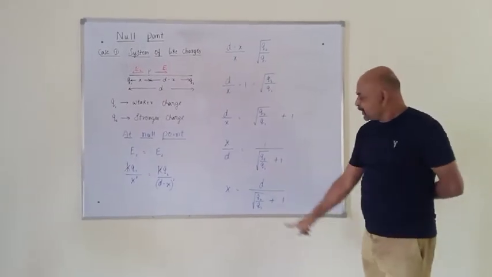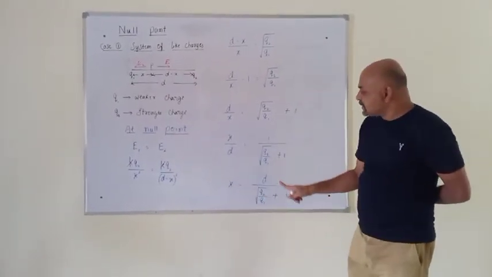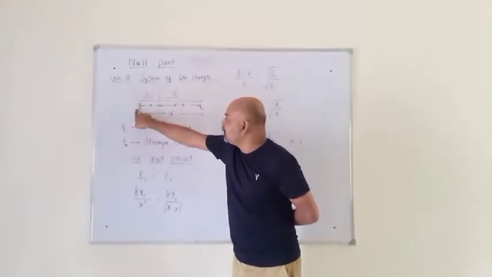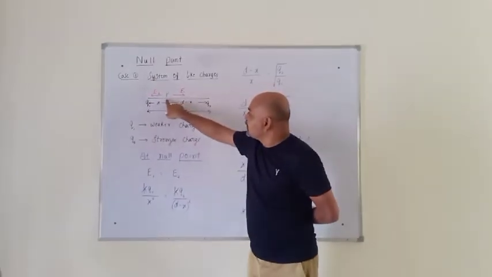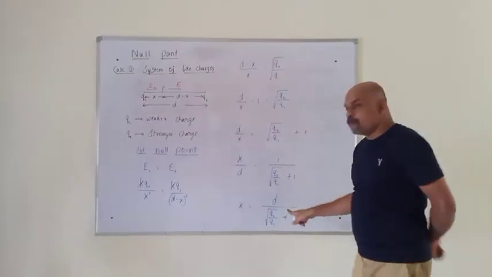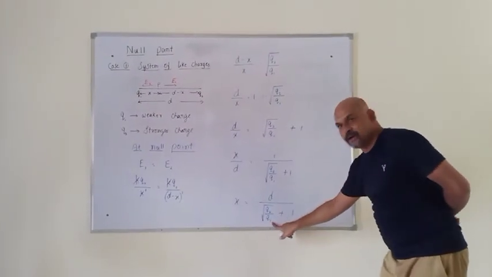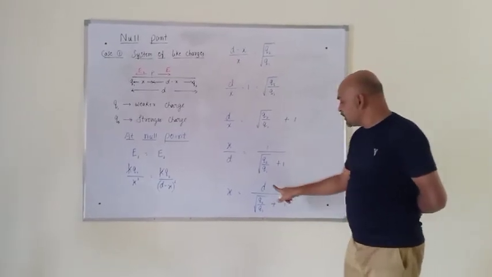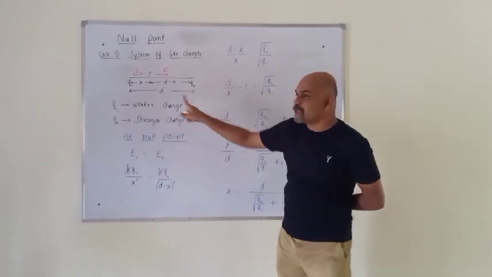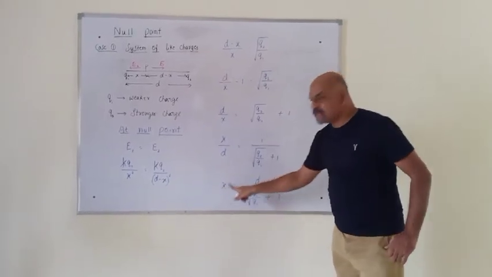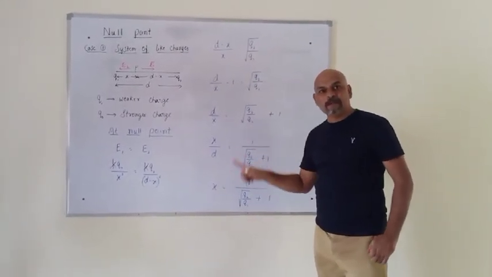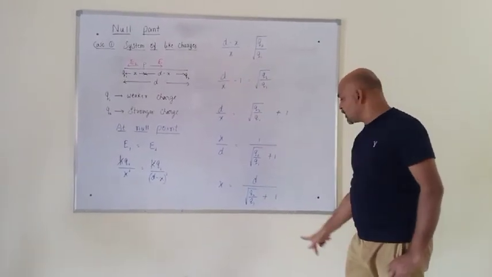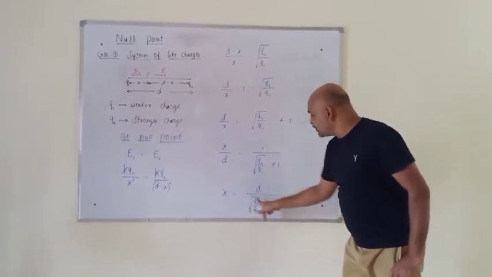Please remember, here x is the distance of the null point from the weaker charge. Now we have considered Q1 to be the weaker charge and Q2 to be the stronger charge. D is the distance between the two charges. So x is the distance of the null point from the weaker charge, and D is the distance between the two charges. So therefore, we get this equation.